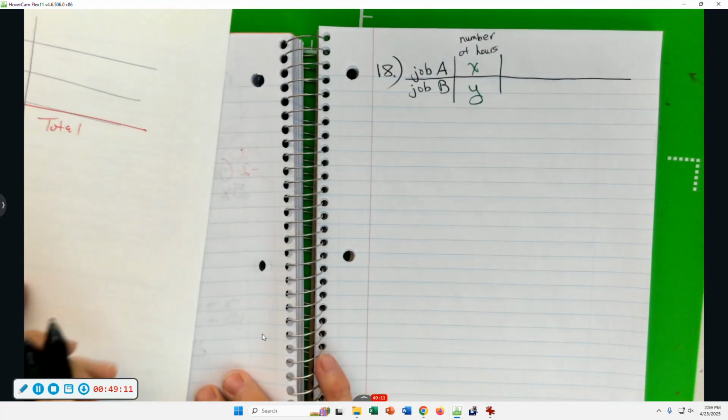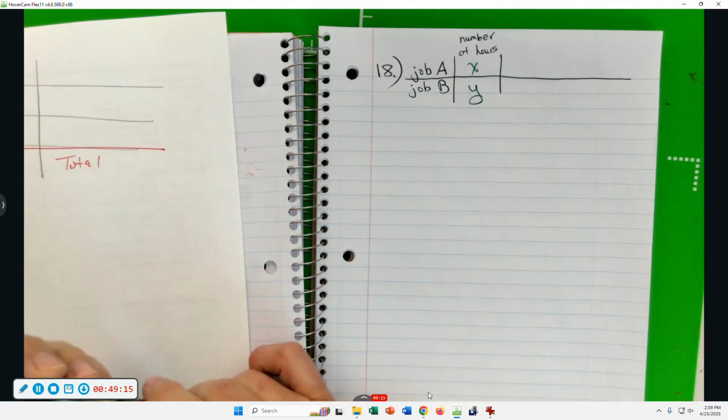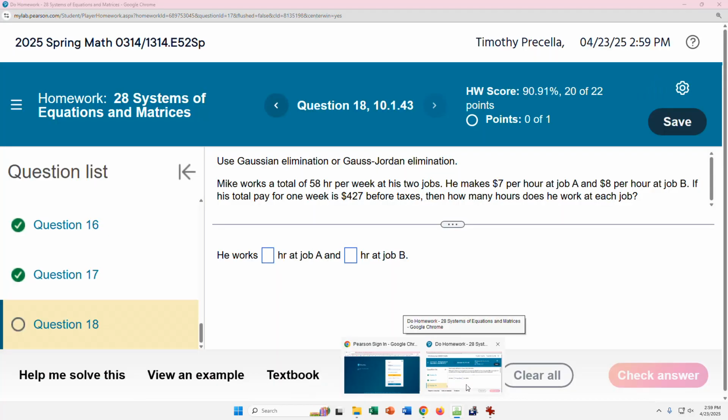I remember a student telling me he makes $7 an hour on job A and $8 an hour on job B. I remember a student saying, well, he should just quit job A and do all 58 hours at job B. It doesn't work like that. You can't go and tell your boss, oh, I'm just going to work 58 hours here and make more money per hour. Unfortunately, it doesn't work like that.